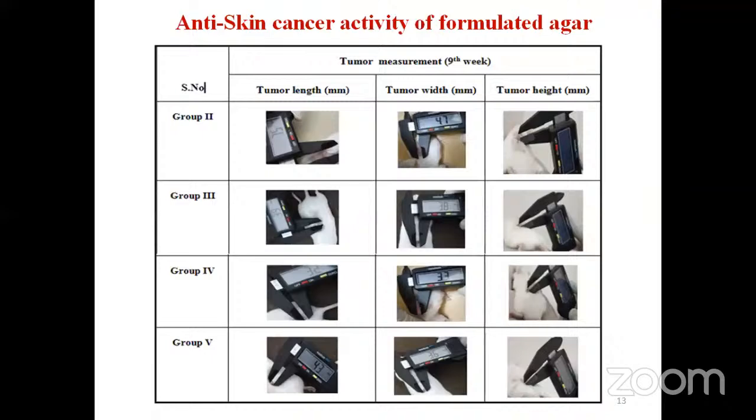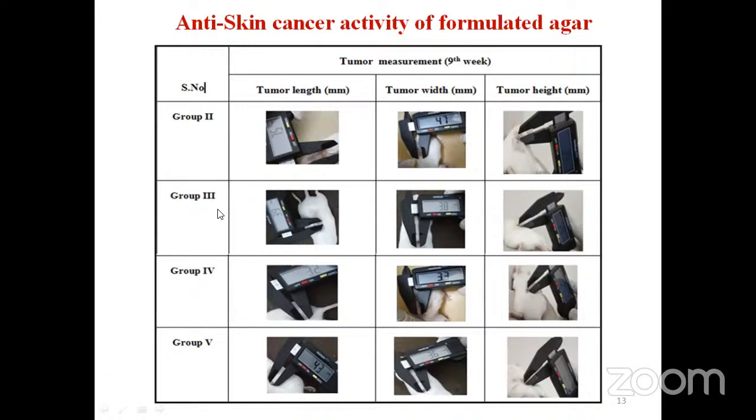After this, DMBA was applied to the groups. Group 1 acted as the control, whereas groups 2, 3, 4 and 5 were cancer induced using DMBA. The group 2 photos show melanoma with a size of 75 millimeters, and another picture shows 47.